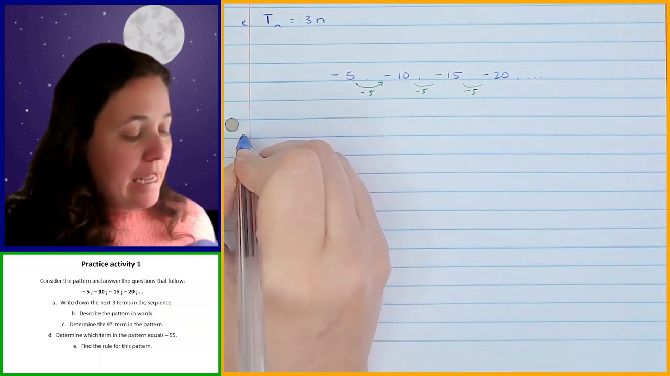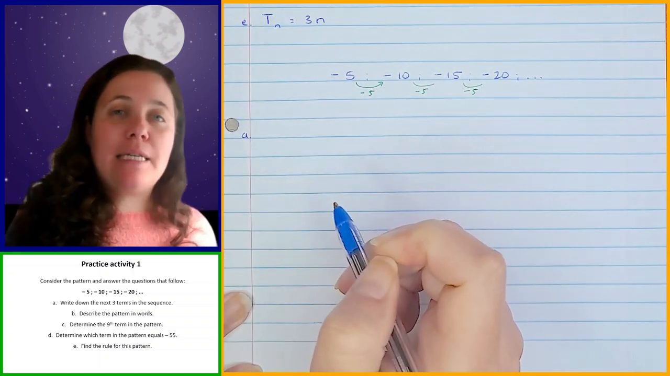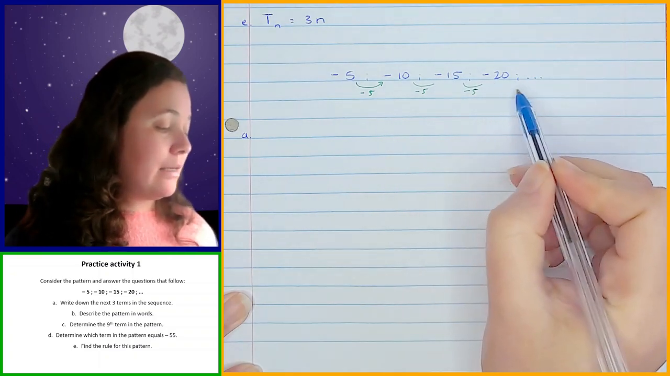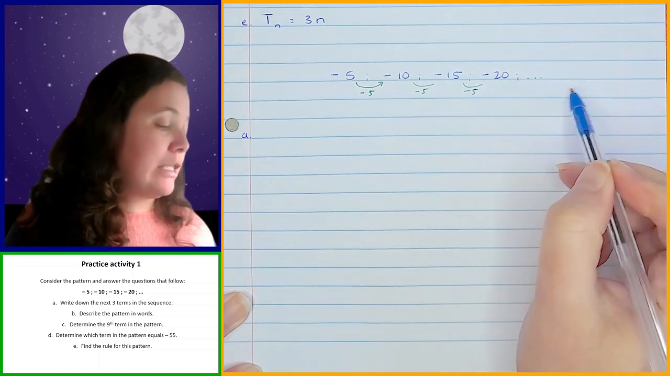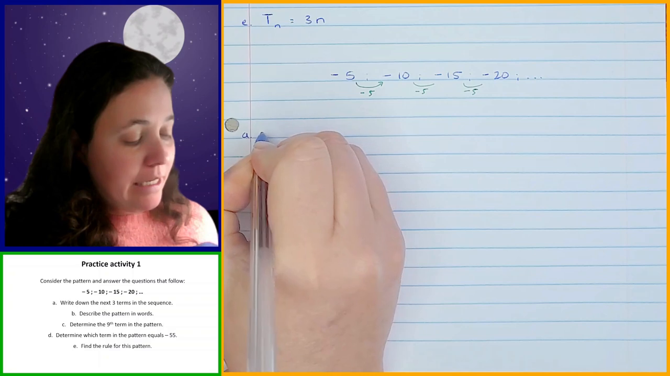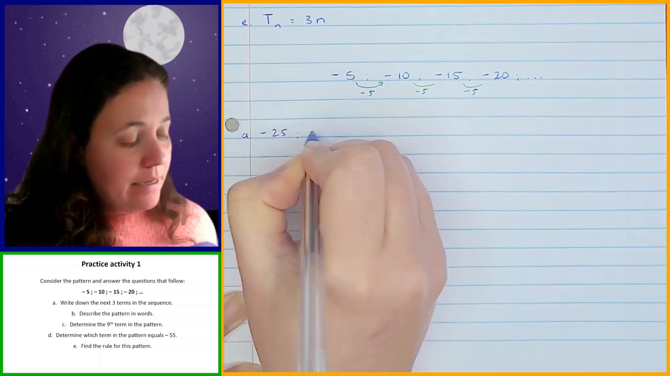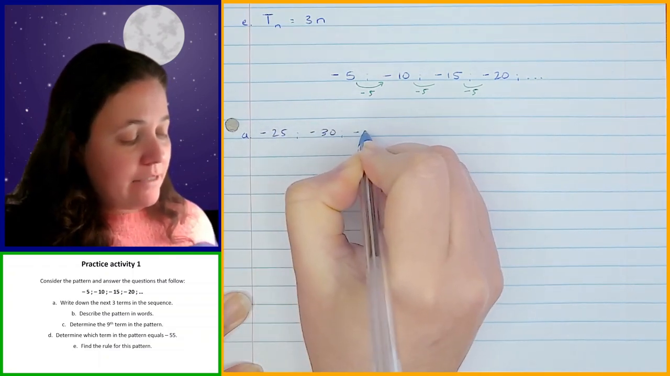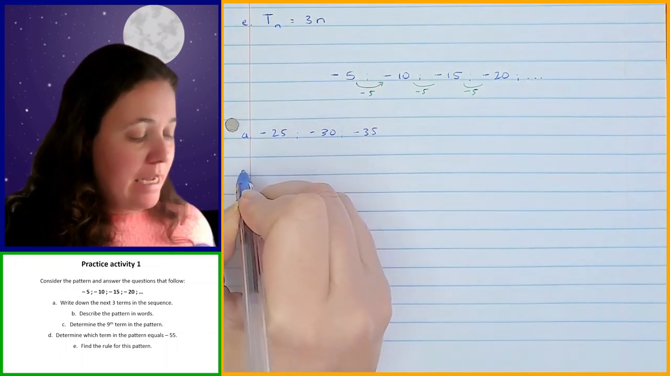Okay, so then question A is to find the next three terms in the pattern. If I carry on subtracting 5 every time, I will end up with negative 25, negative 30, and negative 35. So that's what you should have got for question A.